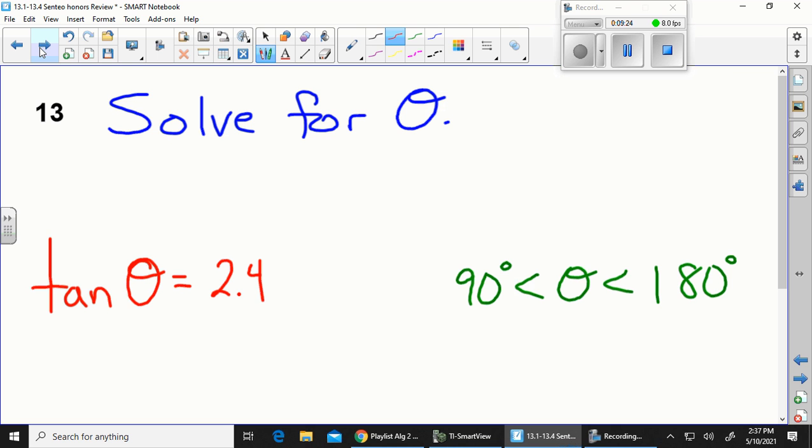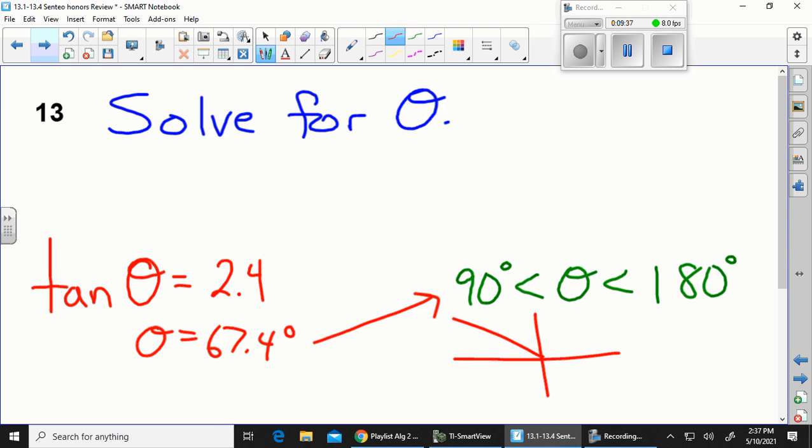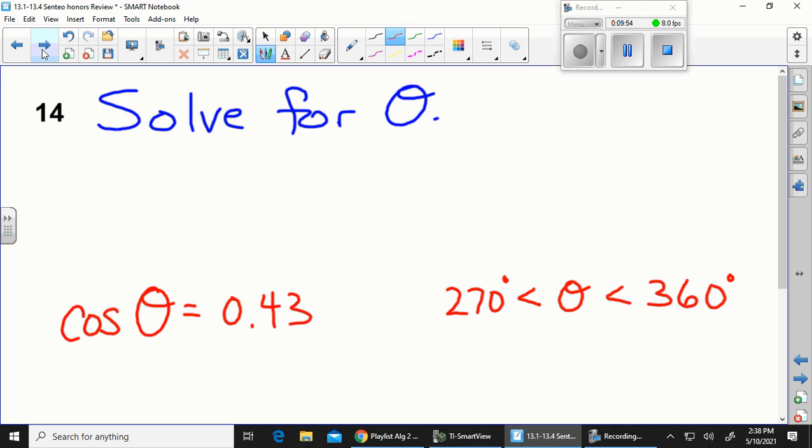If I do the next one, tangent of theta, so I do second tan 2.4, gives me 67.4. Not in that range, so I think 90 to 180, that's 67.4. What's that angle? 180 minus 67.4, which is 112.6. And then the last one, cosine is 0.43, so I do second cos 0.43.